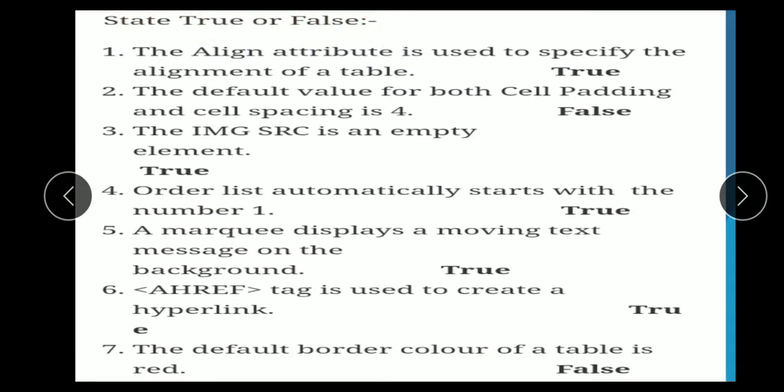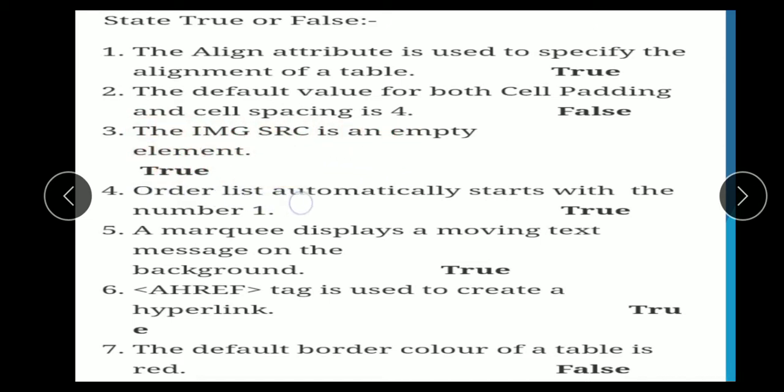State true or false. Question first, the align attribute is used to specify the alignment of a table. Yes, this statement is true because in a table, the align attribute is used to specify the alignment of a table. Question number second, the default value for both cell padding and cell spacing is 4. This statement is false. Question number 3, the img src is an empty element.